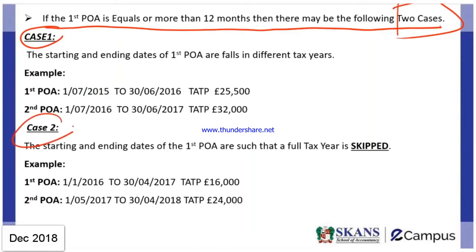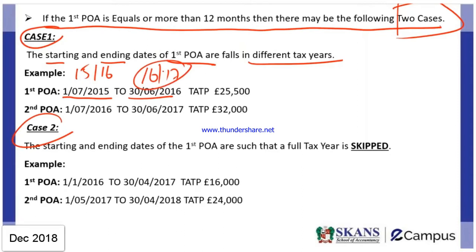Now, what is meant by case 1? If the first period of account is equal to or more than 12 months, and you see that the starting and ending dates fall in different tax years, then this is case 1. In front of you on the slide there is an example of how we identify that. You see the starting date is July 2015 and it is in tax year 15-16, and the ending date is June and it is in tax year 16-17. So this confirms that the length of the period of account is 12 months and the starting and ending dates are in different tax years.